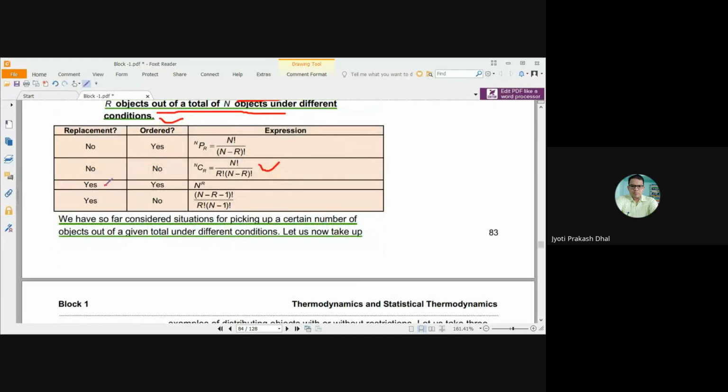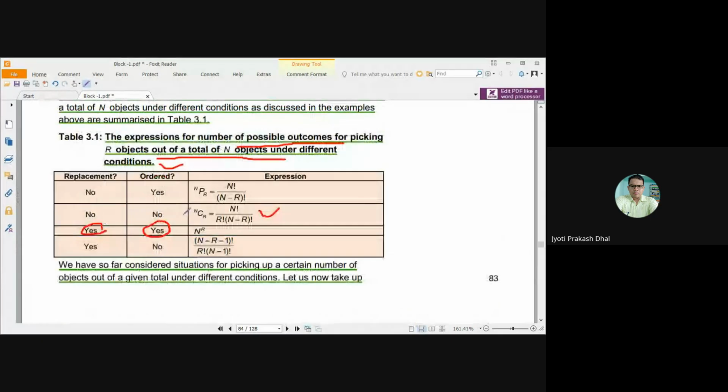And if replacement is allowed and ordered arrangement is required, the total number of ways of picking R objects out of n objects will be n to the power R. And if replacement is allowed and no ordered arrangement is required, then the total number of ways of picking R objects out of a total of n objects will be (n + R - 1) factorial divided by R factorial into (n - 1) factorial.